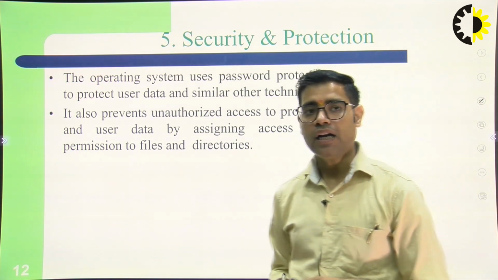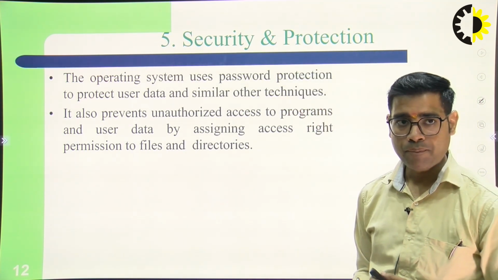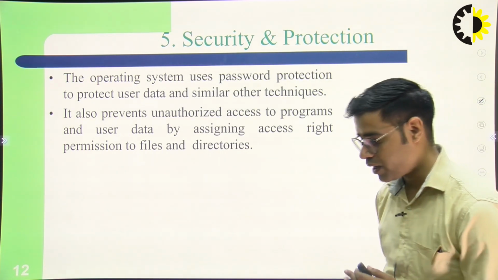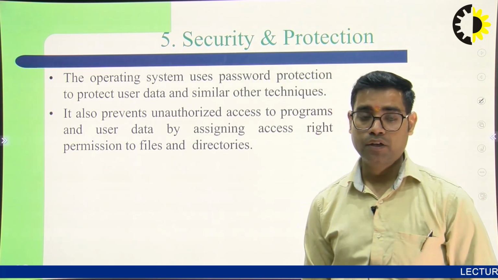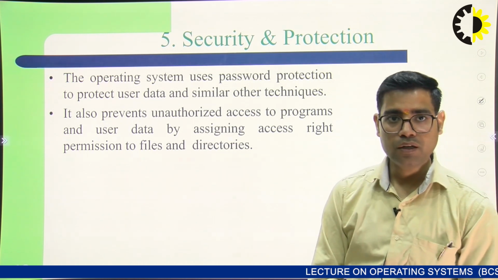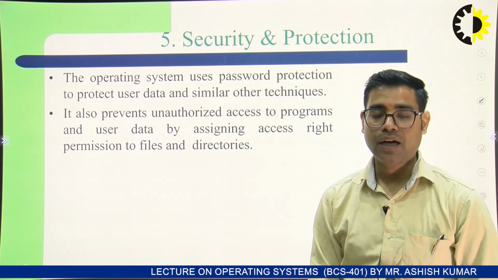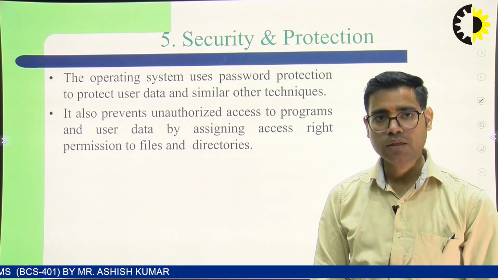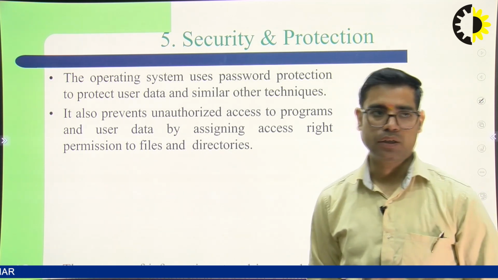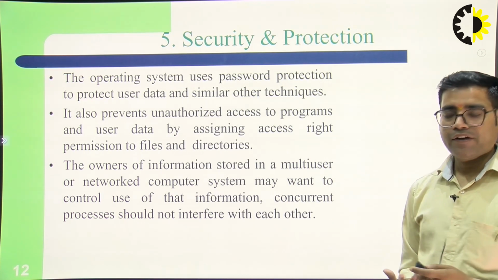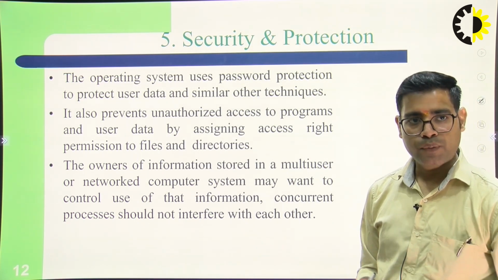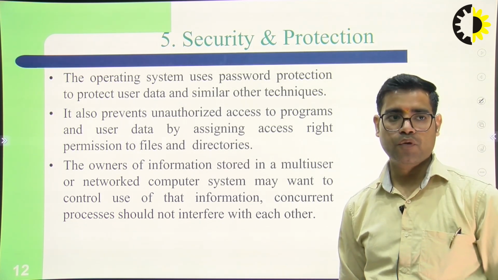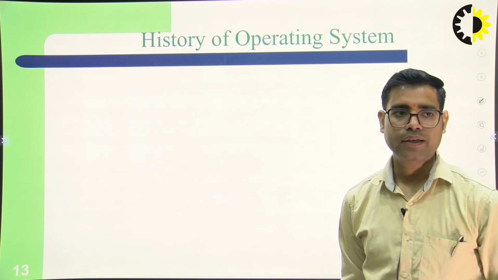It also prevents unauthorized access to programs and user data by assigning access right permissions to the files and directories. For example, when you provide the login ID and password to your system, it prevents unauthorized access. Only an authorized person can open the system through the login ID and password. The owner of information stored in a multi-user or network computer system may want to control use of that information. Concurrent processes should not interfere with each other.